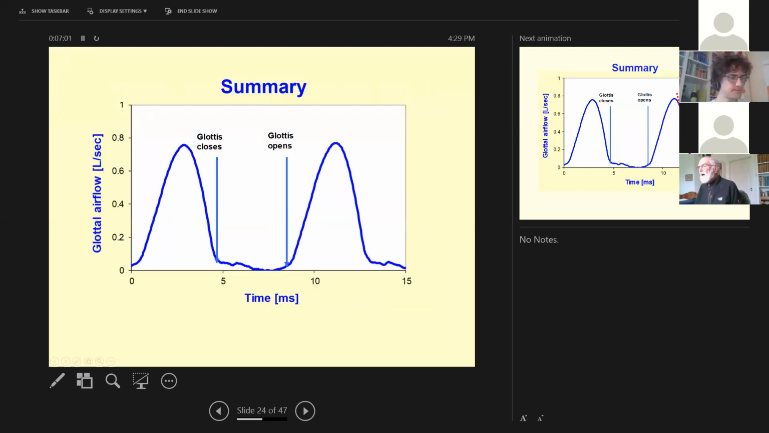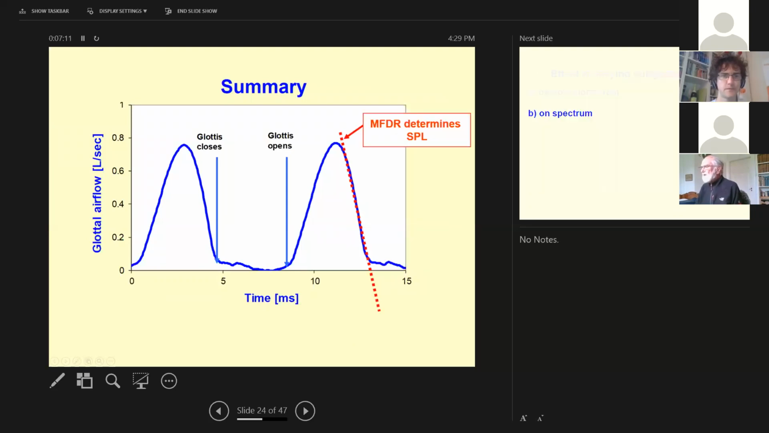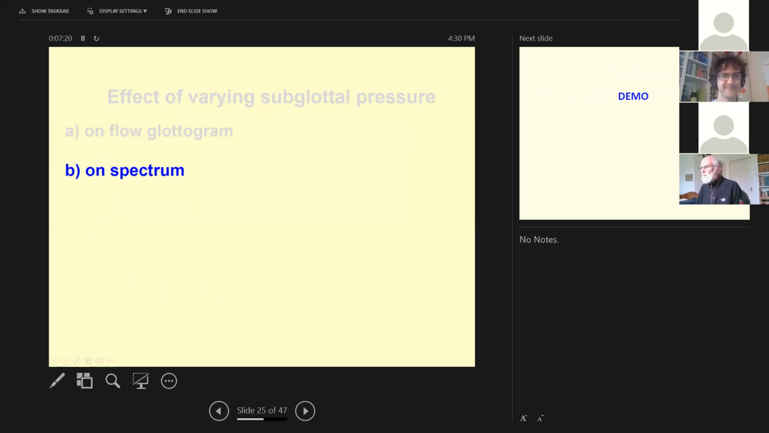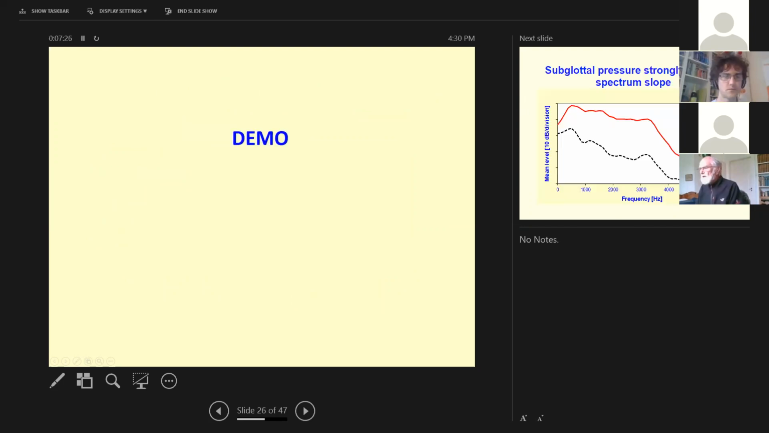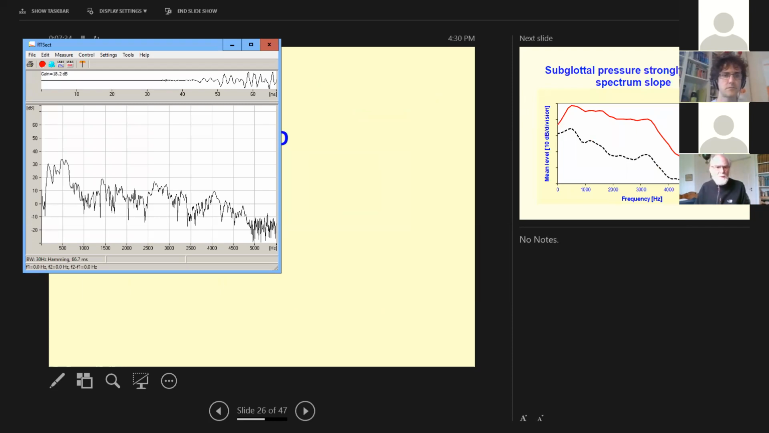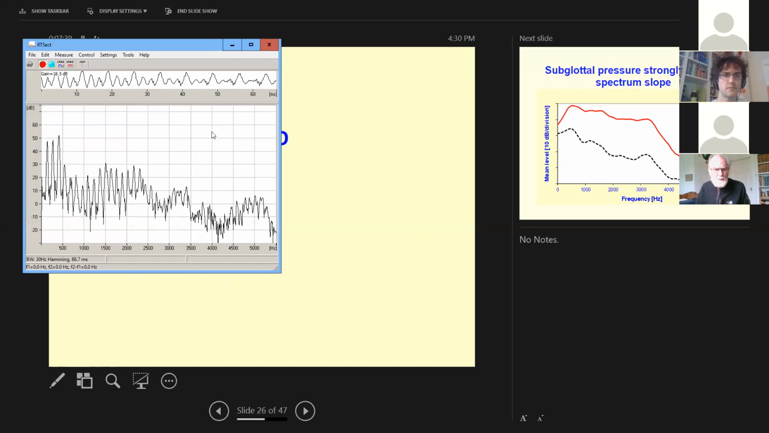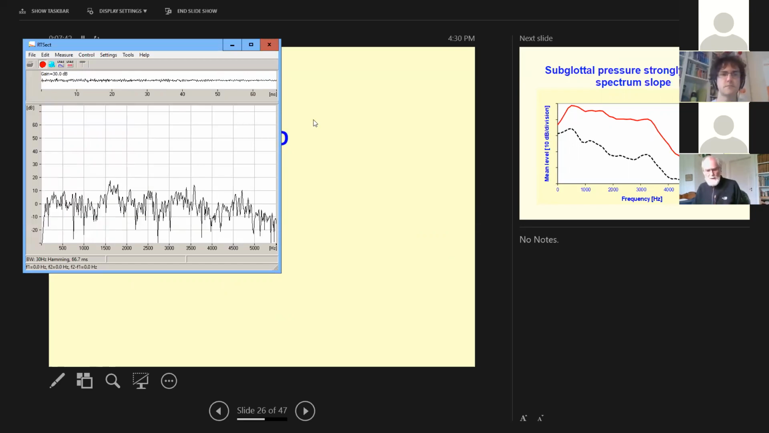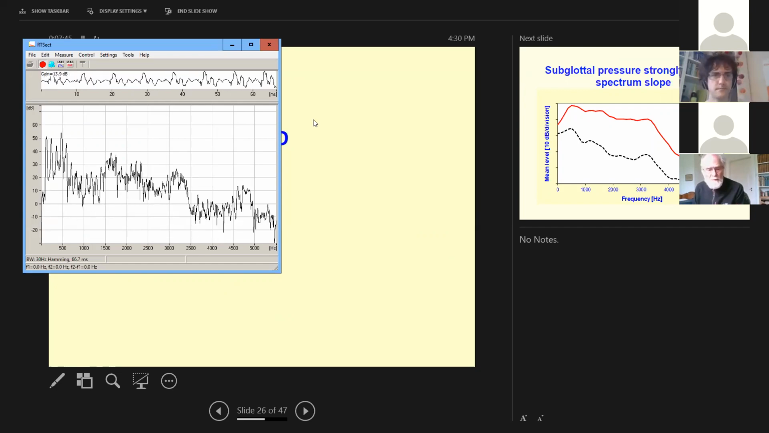Okay, so summary now: you have the steepness of the trailing end of the air pulse that is then determining the MFDR, and thus the sound pressure level. Enough about that, and a bit more about spectrum. I could then probably make a little demo if we are lucky. I should then have the spectrum, a real-time spectrum, and I could probably get it running. And you see the spectrum, do you? Yes. Okay, so then I could vary my vocal loudness.